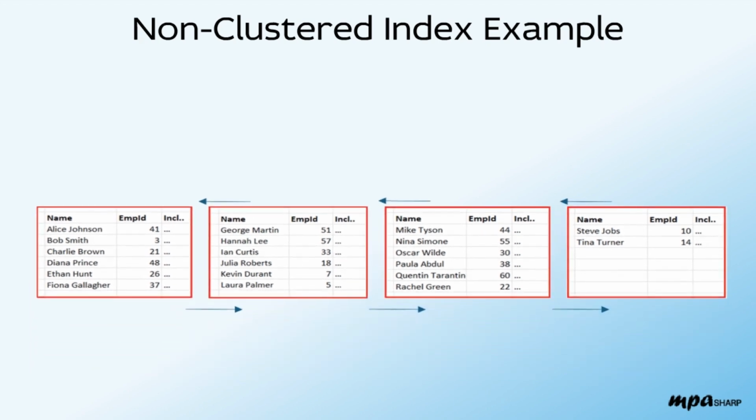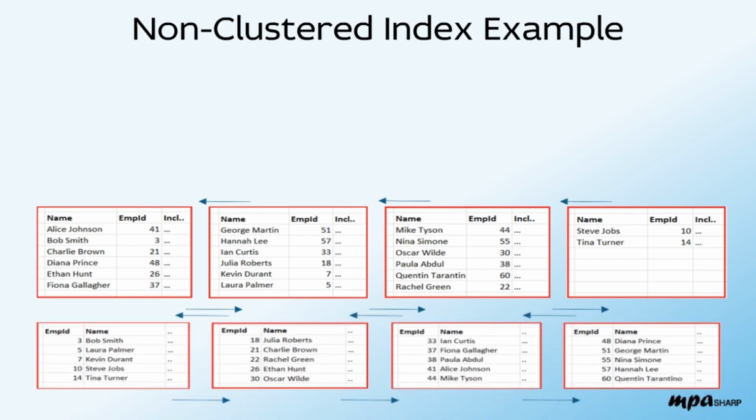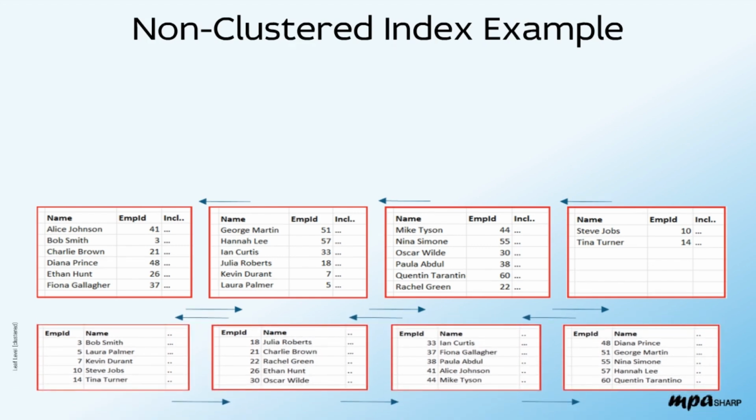As mentioned before, non-clustered index leaf pages have pointers to the clustered index, as you can see on this screen. In this screen, you can see that Alice Johnson's record is pointed to the same record in the clustered index. In the same way, other records are also pointed to the related record in the clustered index. For clarity, we have not shown them here.